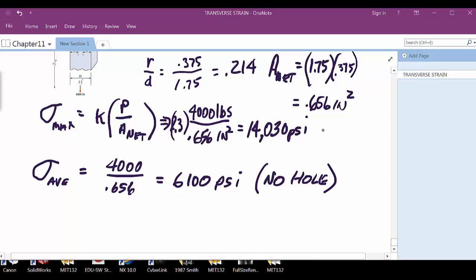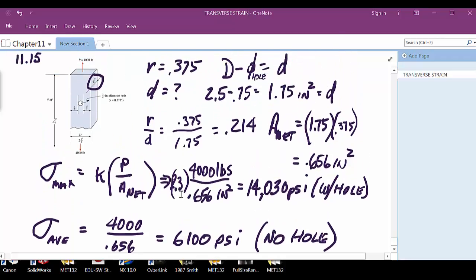Accounting for the hole, let's say, with the hole. And this one is without. In other words, this 6,100 PSI, if there were no hole drilled in that, or if you were looking at this cross section right here, there would be 6,100, wouldn't there? But then when you get down to here, your 0.656 on the bottom is still your A net, which sure is. Yeah, that's correct.